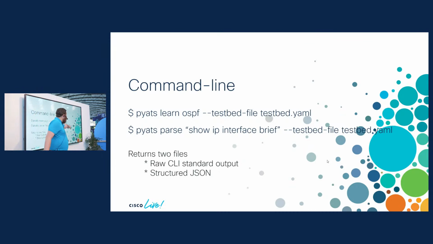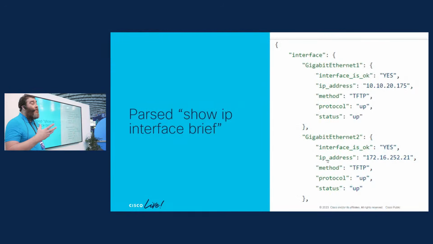Now, what if I wanted this from 50 devices? I just add 50 devices to my testbed file. Now I have show IP interface brief or whatever the command is from all of those devices. For those of you that maybe have not seen this magic of structured JSON, this is what that parsed output looks like, right? Nice and structured. I can collapse these inside of VS Code, and it's very easy to read. I don't need to screen scrape and look at the tables at the command line anymore.